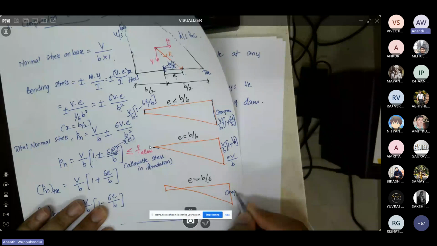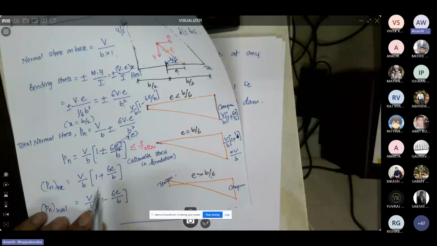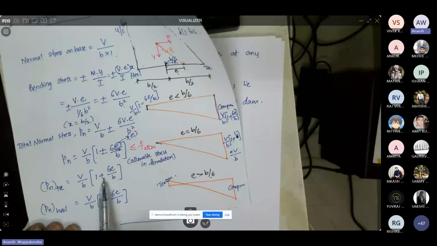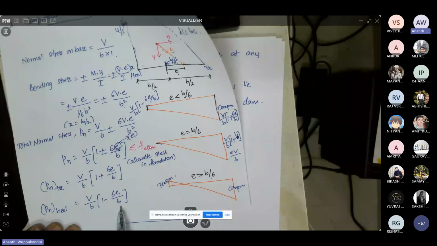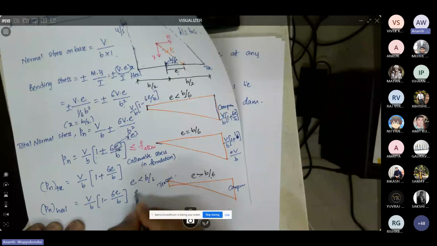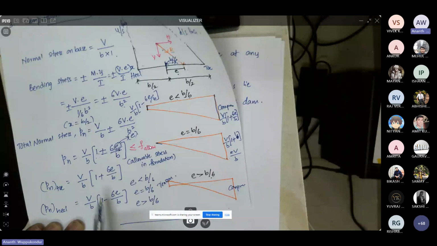So I'm just using this equation here, which is the total normal stress at the toe, 1 plus 6e by B, and at the heel, 1 minus 6e by B. I'm just changing e from e less than B by 6, e equals B by 6, and e more than B by 6, and calculating what is Pn at the toe and what is Pn at the heel. So this is what you get for the 3 different conditions.